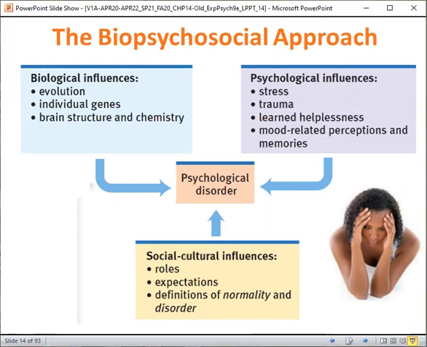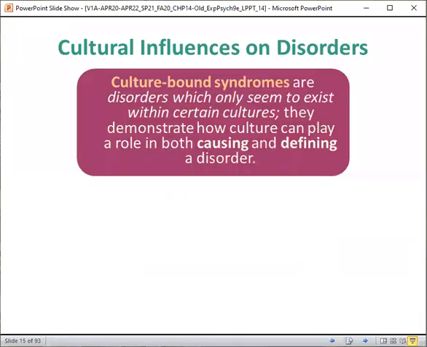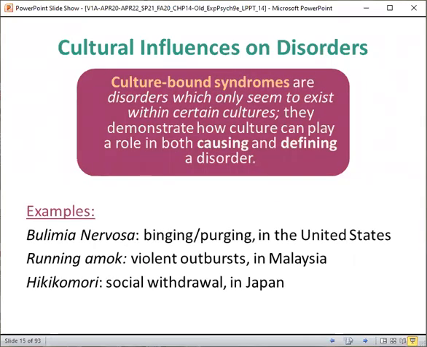a disorder. So culturally, we'll see that this is a big thing too, that there are cultural influences on disorders, believe it or not. Cultural influences on disorders. For example, we have these culture-bound syndromes. These are disorders which only seem to exist within certain cultures. They demonstrate how culture can play a role in both causing and defining a disorder.